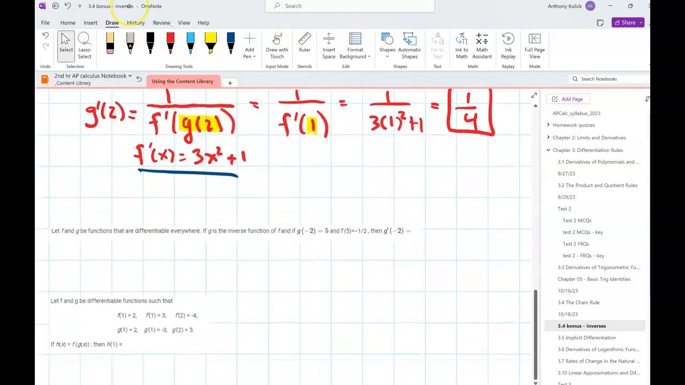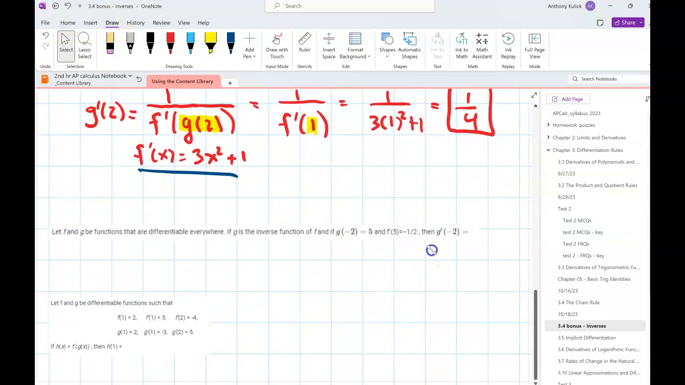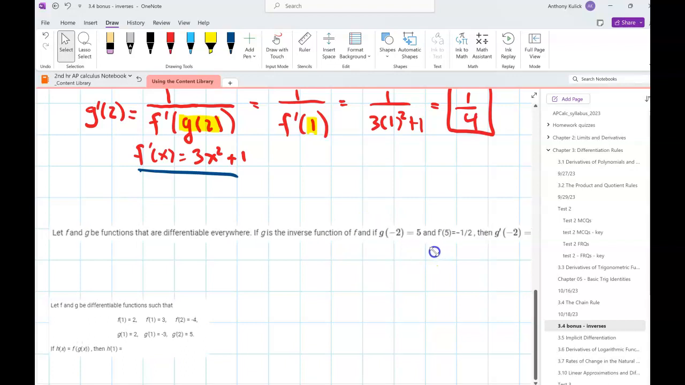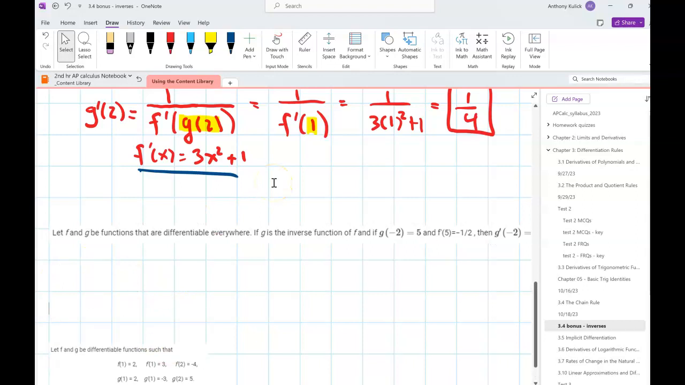Let's go and do some more. So again, we're going to notice that each one of these is maybe a little bit trickier than the one before. It says here: let f and g be functions that are differentiable everywhere. If g is the inverse of f and g of -2 is 5, f prime of 5 is -1/2, then g prime of -2 is equal to what?